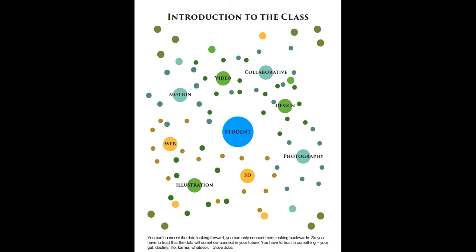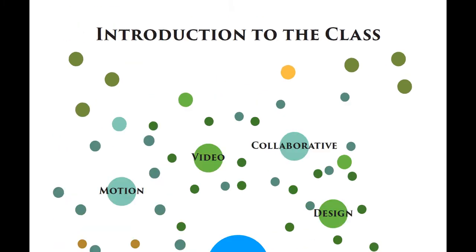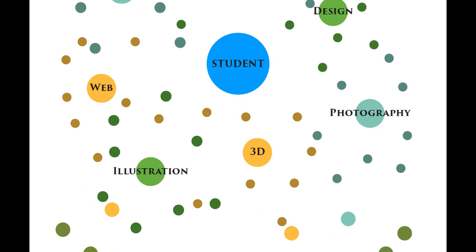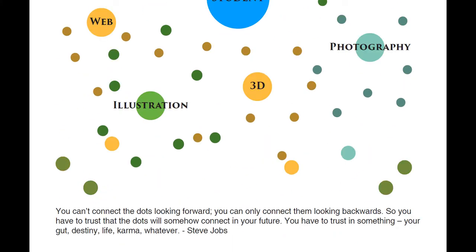There's a quote on the bottom of this. If I can remember how to zoom in Acrobat, there we go. That works. It says, you can't connect the dots looking forward, you can only connect them looking backwards. So you have to trust that the dots will somehow connect in your future. You have to trust in something, your gut, destiny, life, karma, whatever. Steve Jobs.